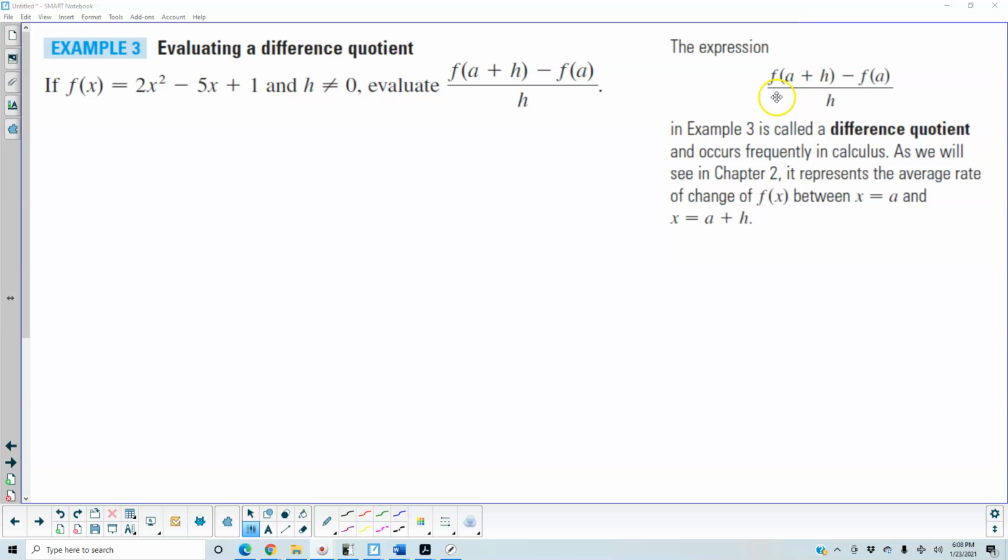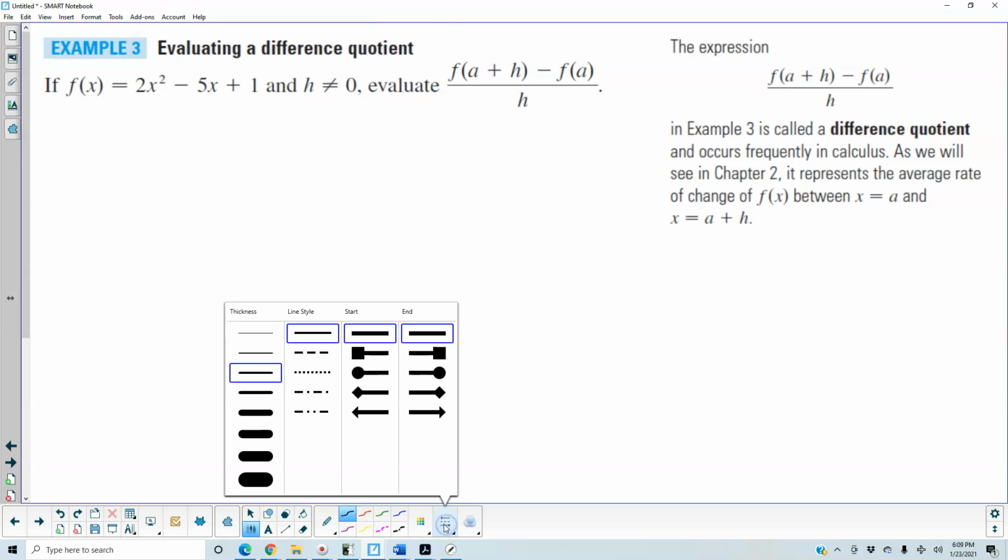The expression f of a plus h minus f of a over h is called a difference quotient, and it occurs frequently in calculus. As we will see in Chapter 2, it represents the average rate of change of f of x between x equals a and x equals a plus h. So how are we going to solve this?